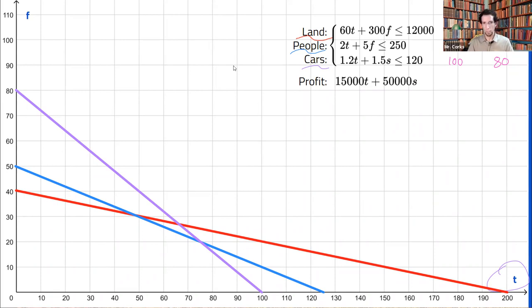Yeah, sorry, I reversed the colors from what I had on the other slide. Doesn't matter. We probably won't need to look at it.